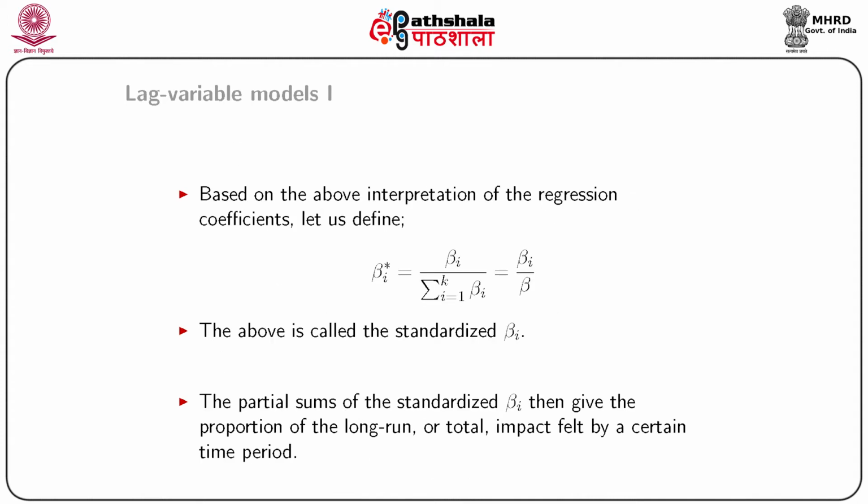Now, based on the above expressions for the regression coefficients, let us define another parameter called beta i star, which we define as the ratio of beta i, the ith regression coefficient, divided by the summation of beta i from 0 to k, where the denominator has previously been named beta. So beta i star can be written as beta i divided by beta. This expression is called a standardized beta i, or a standardized ith regression coefficient. The partial sums of the standardized beta i's will then give us the proportion of the long run or total impact felt by a certain time period.